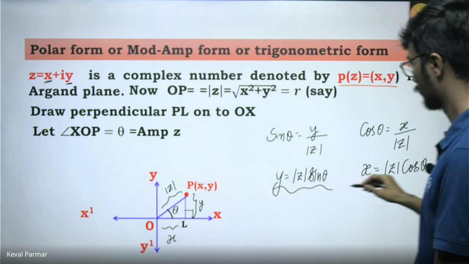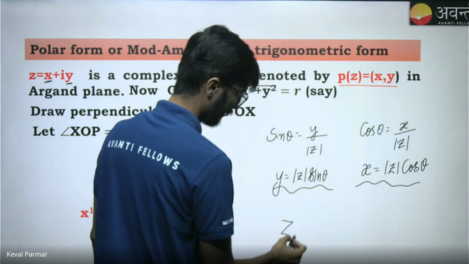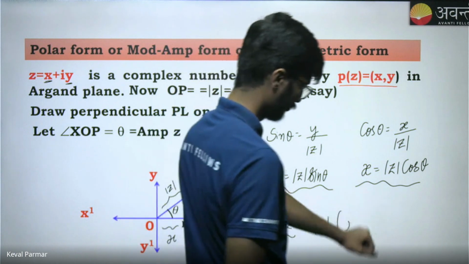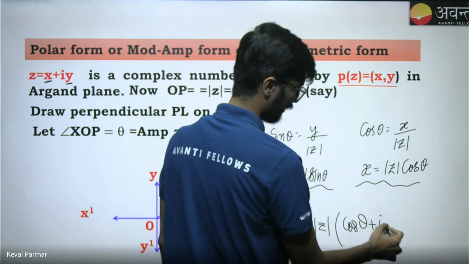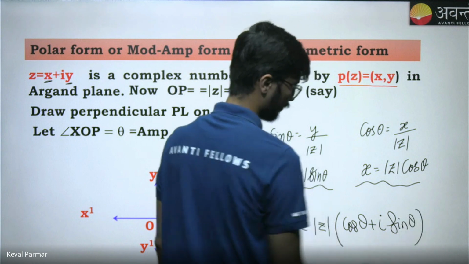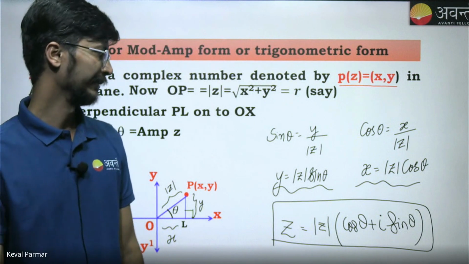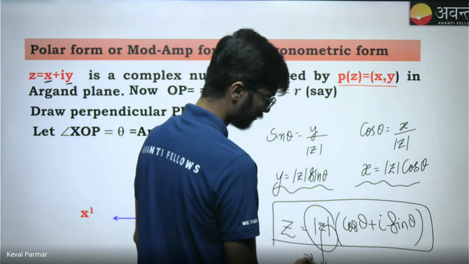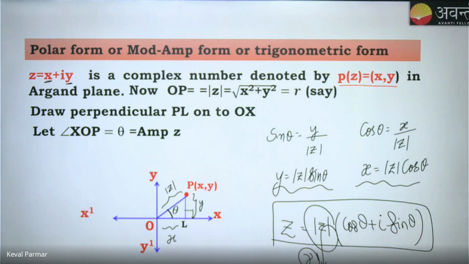If we use both these substitutions here, our complex number will now become z equals mod of z, common, into cos theta plus i sin theta. Mod of z into cos theta plus i sin theta. Many a time we write this mod of z as r. Clear? So this is the polar form of a complex number. It's nothing but in terms of modulus and argument.